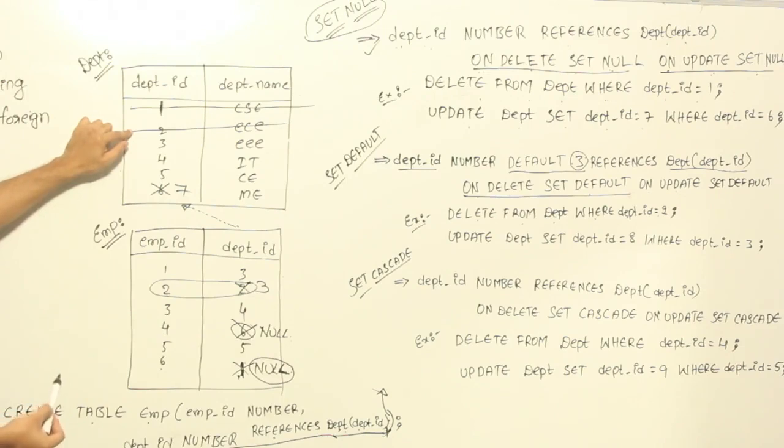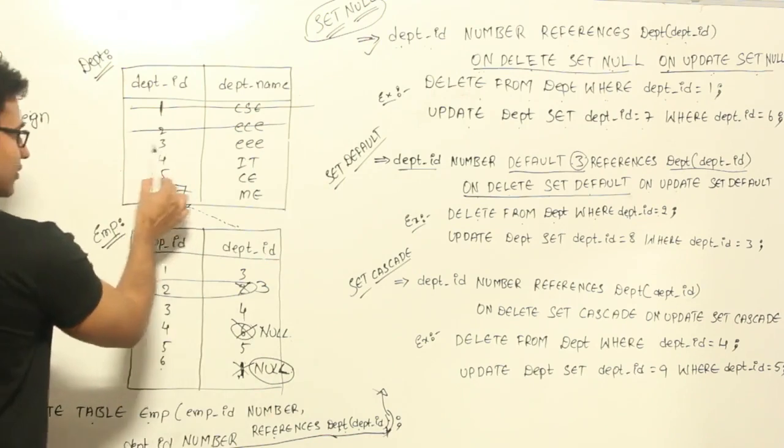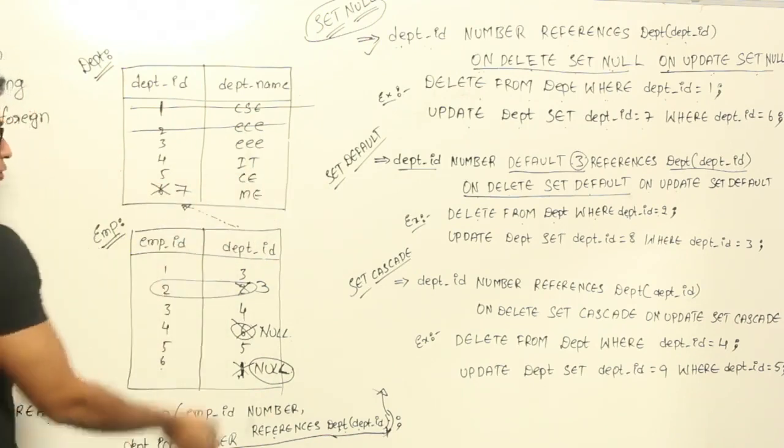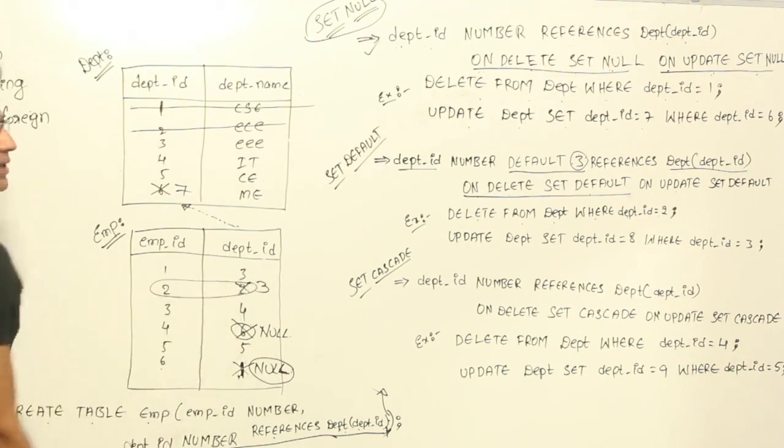Got it? Now what if you try to delete 3 itself? When you try to delete 3, this 3 will be deleted, and whoever got affected, if the default is set as 3 again, then it is never going to satisfy the integrity constraint, right?